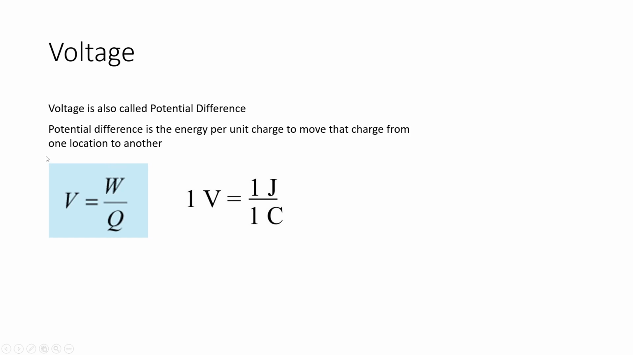And we can also see from our definition of potential difference that potential difference is the thing that is causing our electrons to actually flow through the circuit. So if we didn't have any voltage, then we also wouldn't have any current.